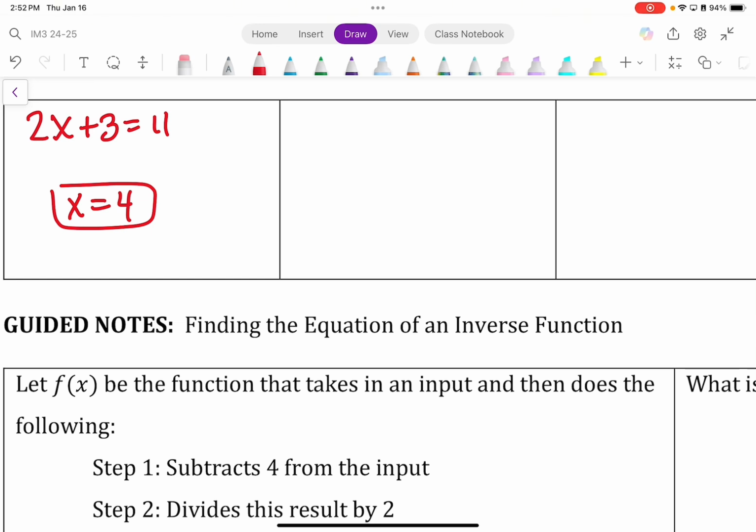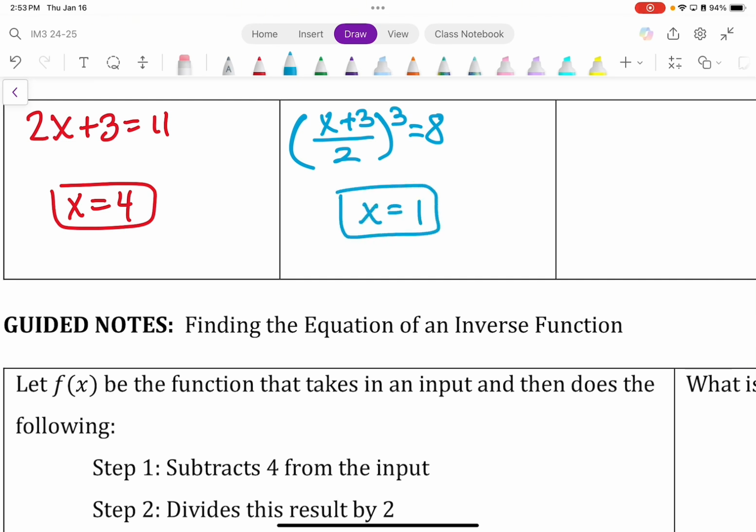Ready? So, I said I'm thinking of a number x, that when you add 3, so that's x plus 3, divide by 2, and then you cube it, you get 8. If x is really 1, we would do the following. 1 plus 3 is 4. Half of 4 is 2. And 2 times 2 times 2 is equal to 8. So yes, you are correct. X equals 1. Very good.